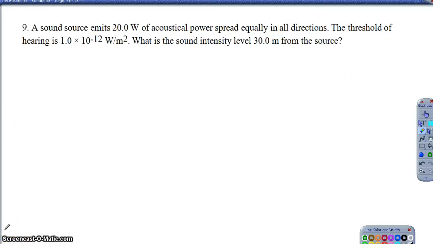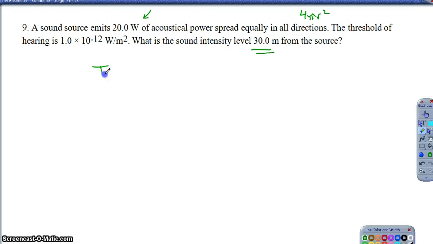Alright, question 9 is basically the opposite direction of question 8. This time they give us how much power is being emitted. They tell us it spreads out again equally in all directions, which tells me I'm using 4 pi r squared. And they give me the threshold of hearing. They ask me to find the sound intensity level 30 meters from the source. And so again, this is basically the exact opposite procedure we just did.